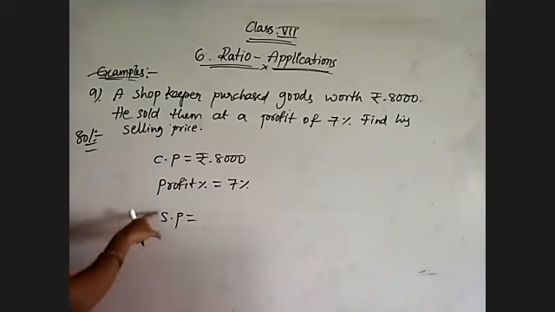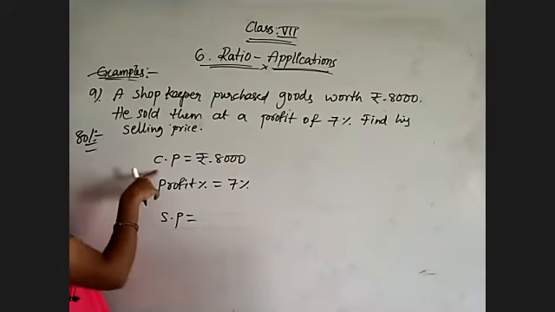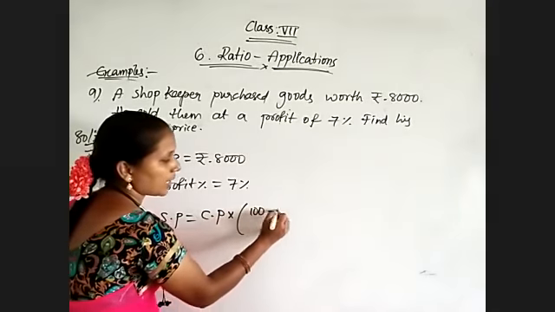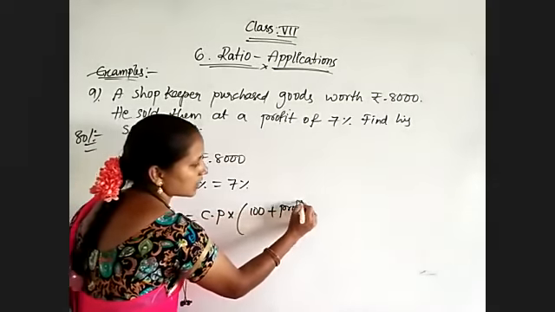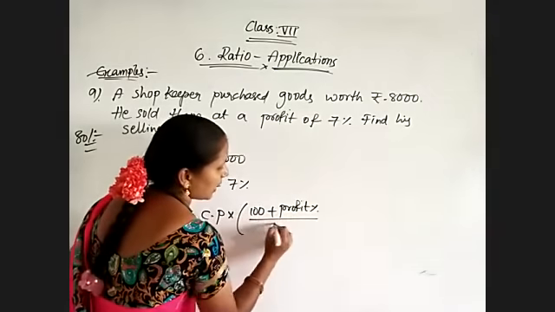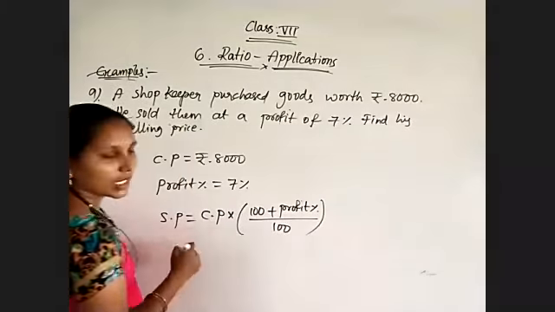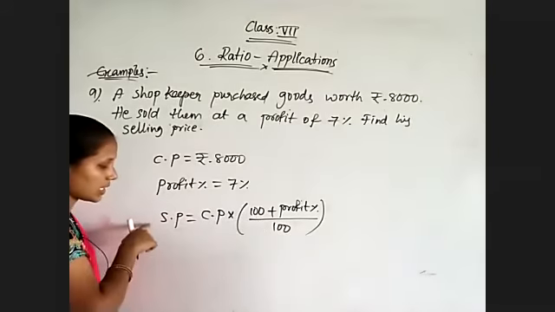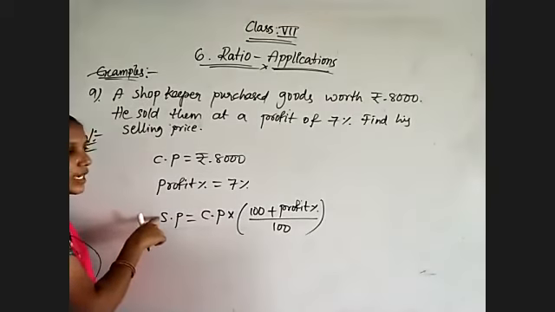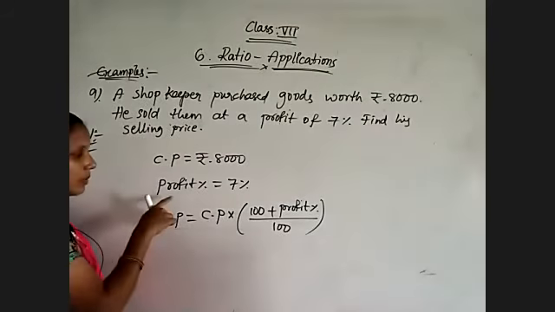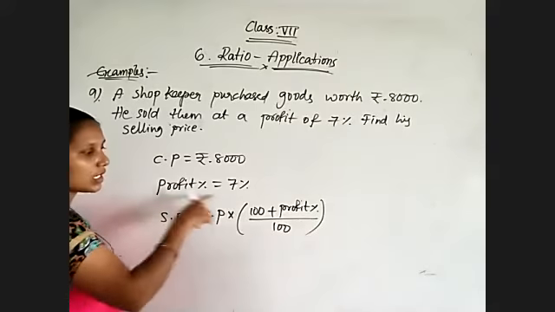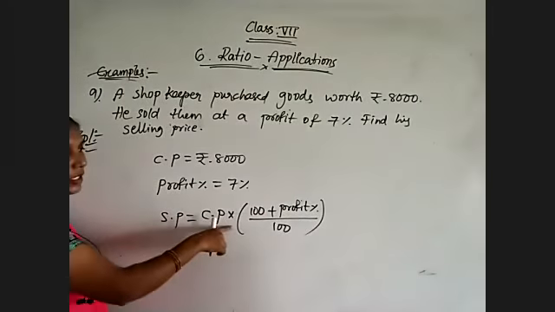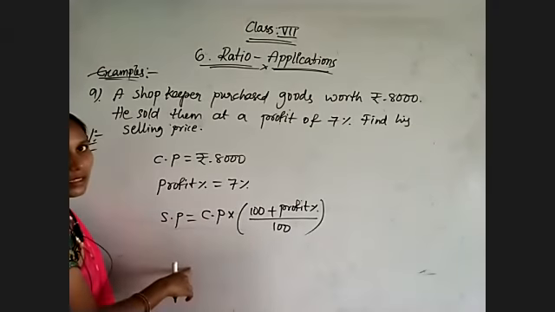So SP value in terms of profit percent and CP, we have the formula SP equals CP into 100 plus profit percent divided by 100. If they are asking for CP, then you need to take the reciprocal this way. Then what will we get? CP equals SP into 100 by 100 plus profit percent. Remember, if they have given loss percent, here we will just get minus loss percent. SP equals CP into 100 minus loss percent by 100.